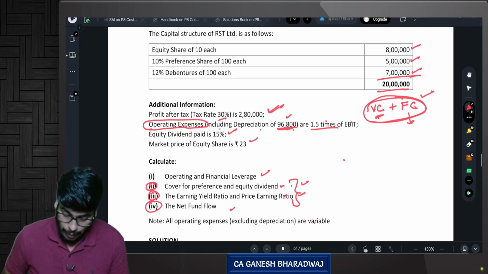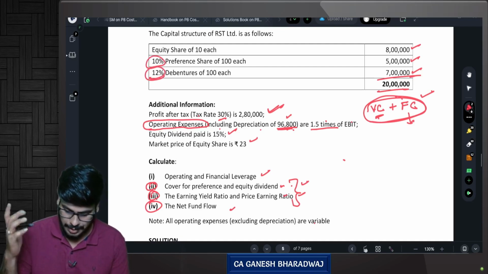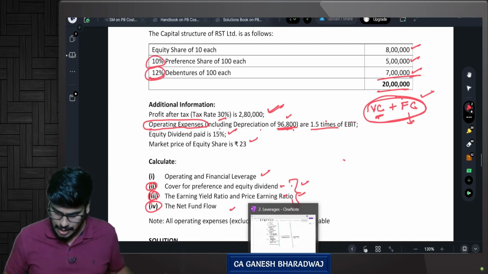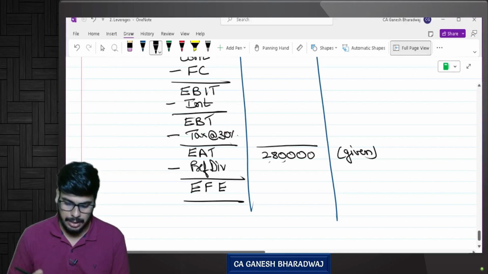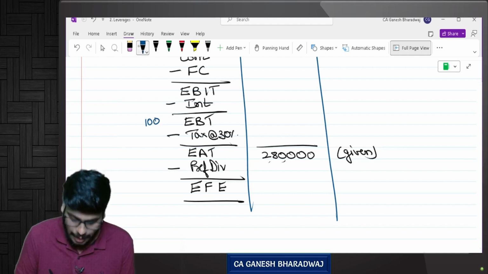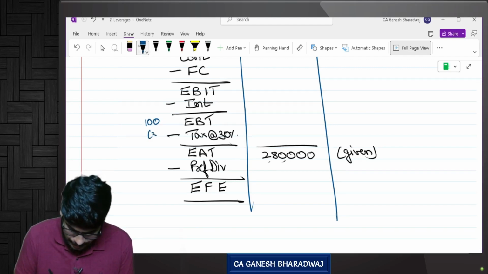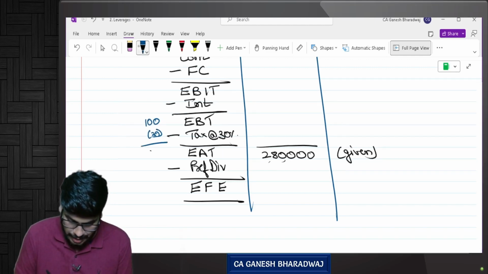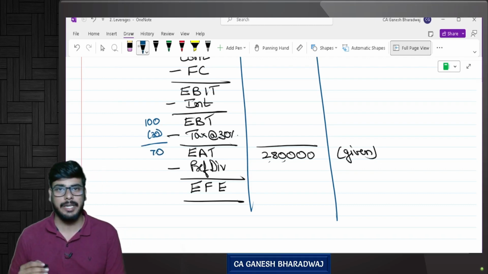Then, what else have they given? Now, tax rate is given. Okay, so 10% preference shares, 12% debentures. So all these data is given. Now, tax rate is how much? 30%. So we know that if the EBT is 100%, the tax is 30, and obviously the earnings after tax is how much? 70. Correct or not?